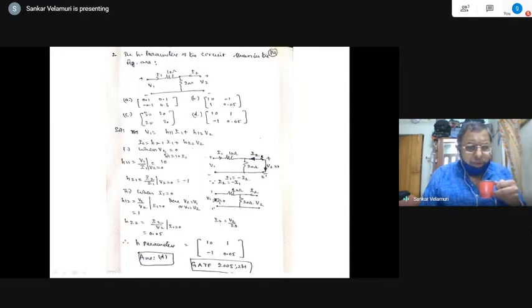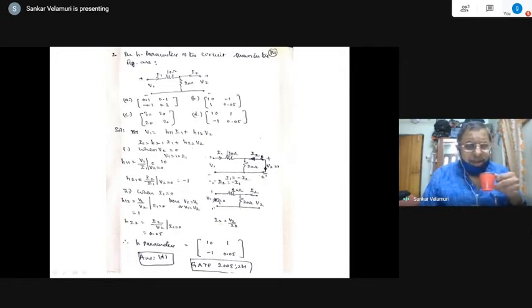Then similarly, H21 is equal to I2 by I1. Because I2 is now directed away from the port, I1 is equal to minus I2 here, because this is being shorted. The same impedance is connected between 1 and 2, but I2 is into it. Therefore, I2 equal to minus I1, right?